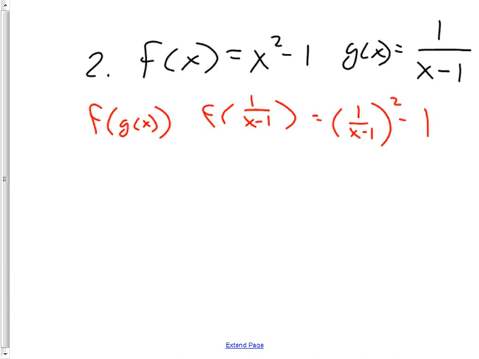Now, here's where a lot of kids are going to think that's okay to just leave it right like that, and you'll get it wrong, because you have to simplify whatever you can. And you can square that stuff. What does squaring mean? It means to multiply times itself, and then subtract them. 1 over x minus 1 times 1 over x minus 1.